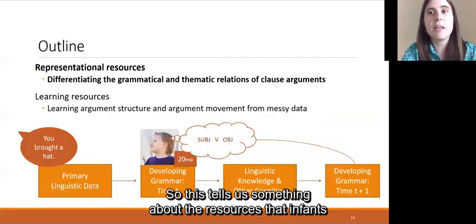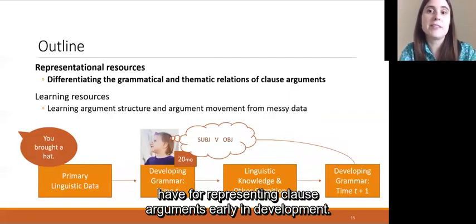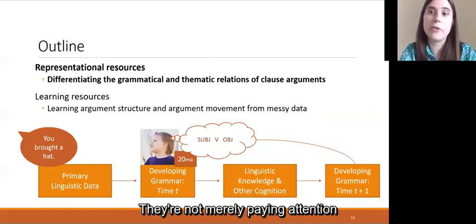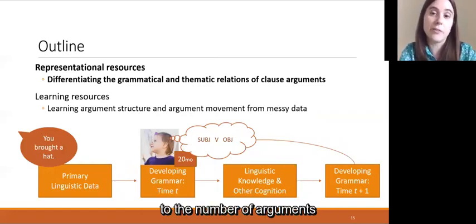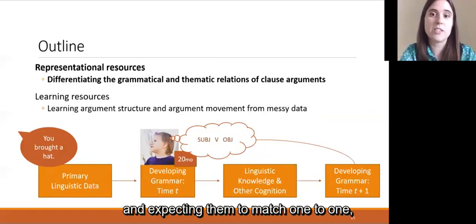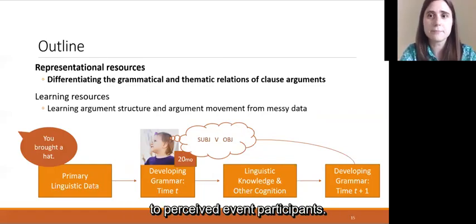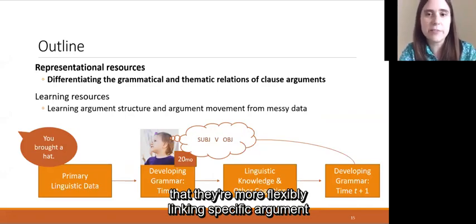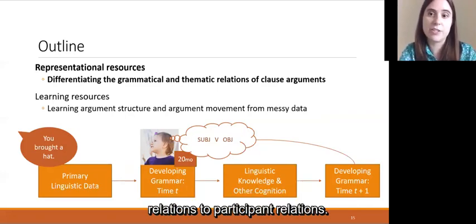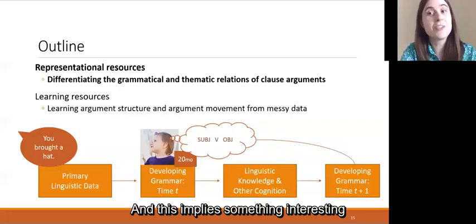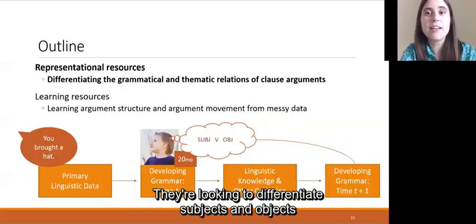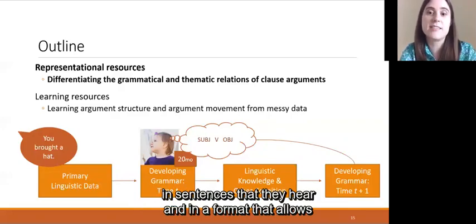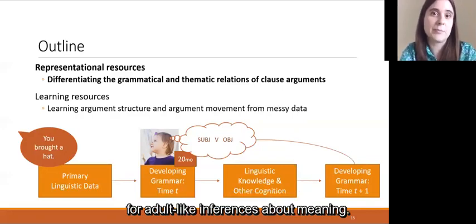So this tells us something about the resources that infants have for representing clause arguments early in development. They're not merely paying attention to the number of arguments and expecting them to match one-to-one to perceived event participants. Instead, their behavior suggests that they're more flexibly linking specific argument relations to participant relations. And this implies something interesting about their clause representations. They're looking to differentiate subjects and objects in sentences that they hear, and in a format that allows for adult-like inferences about meaning.